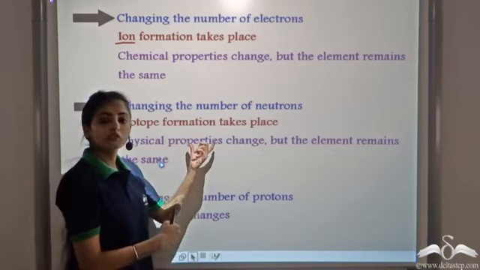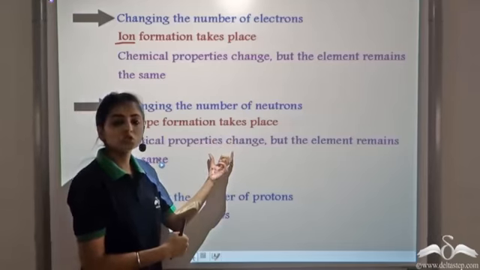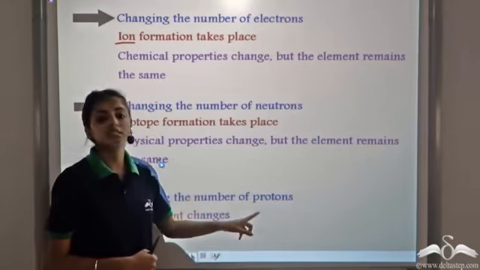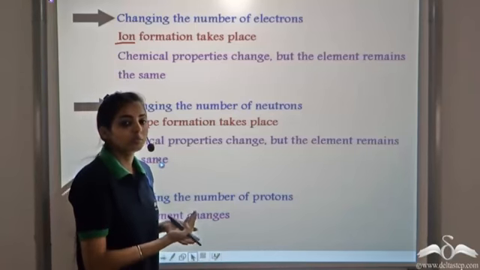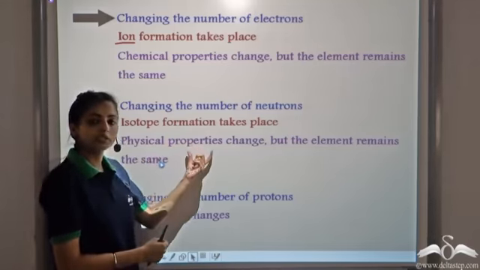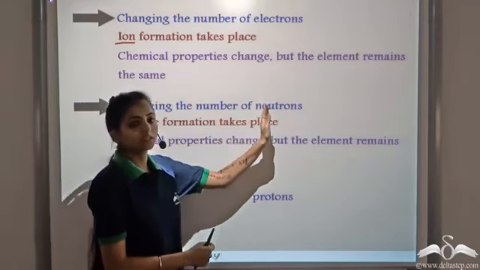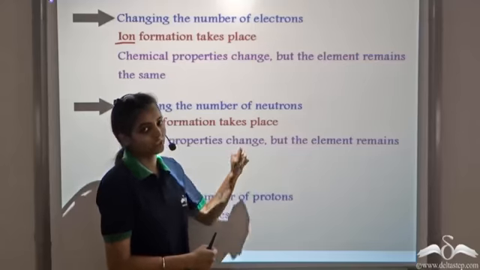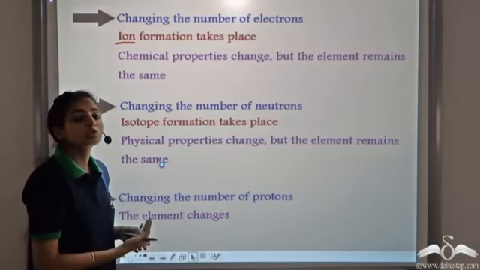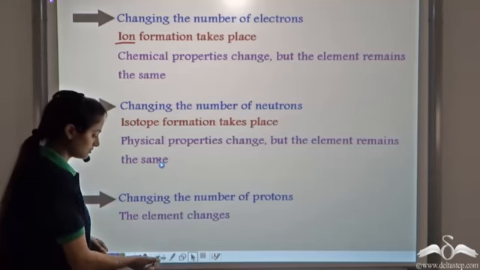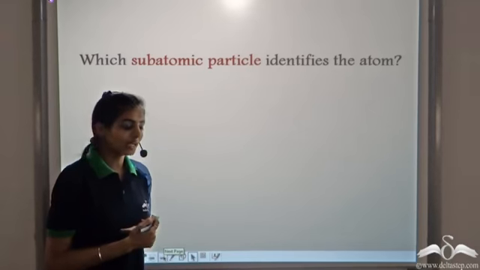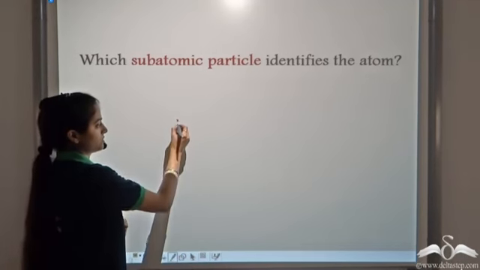So when we talk of the physical properties, we say that they change with the number of neutrons, because when we change the number of protons, the element itself changes. So it's no longer the same element. So when we talk of a particular element, we say that the physical properties of those elements change only when the number of neutrons for that particular element changes. So by changing the number of protons, the element itself changes. It's no longer the same element. So now, which subatomic particle do you think identifies the atom? Yes, it's protons.